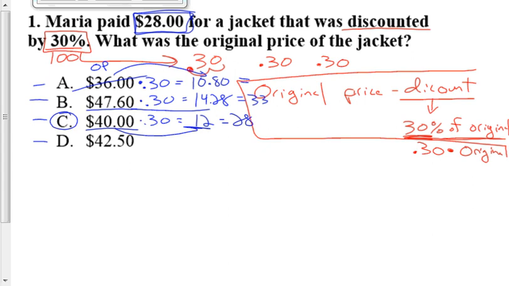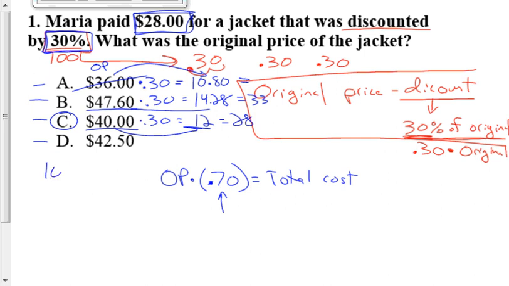Another way to do this problem as an equation would look like this. We can say that the original price times 70% equals the total cost. So the 70% came from, if you think about the price was discounted 30%, normally you pay 100% of the item. But in this case, if it's discounted 30%, that means you're only paying for 70% of the item.